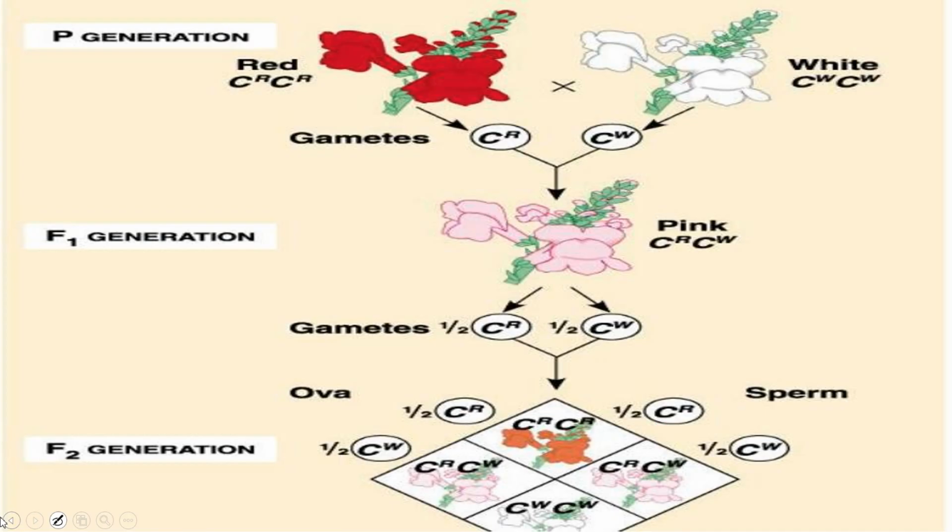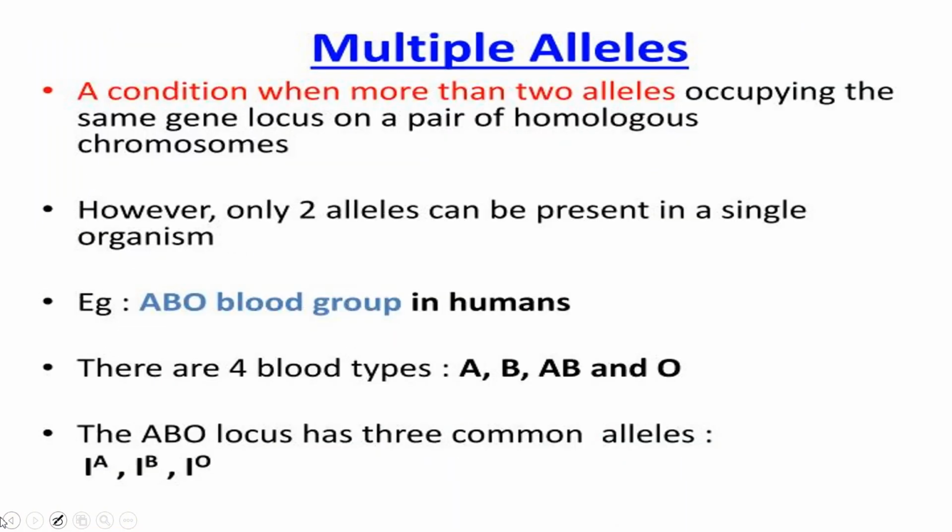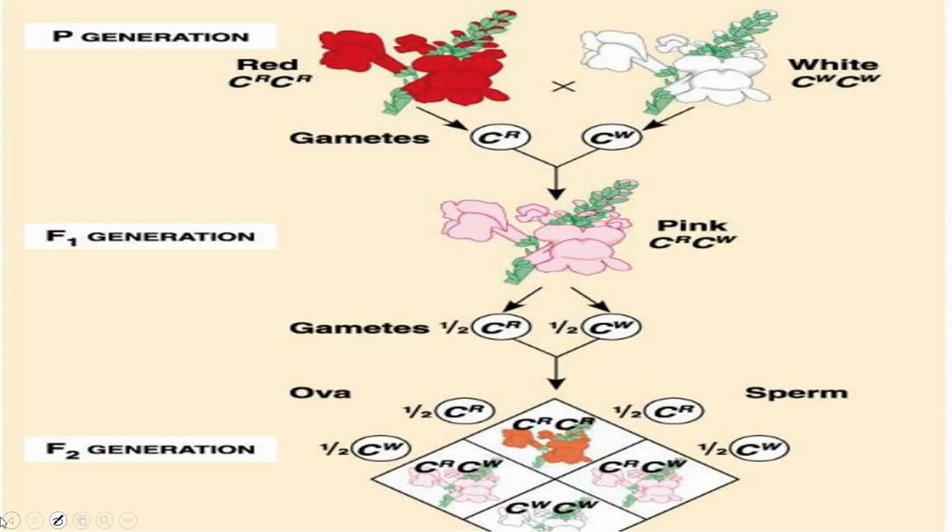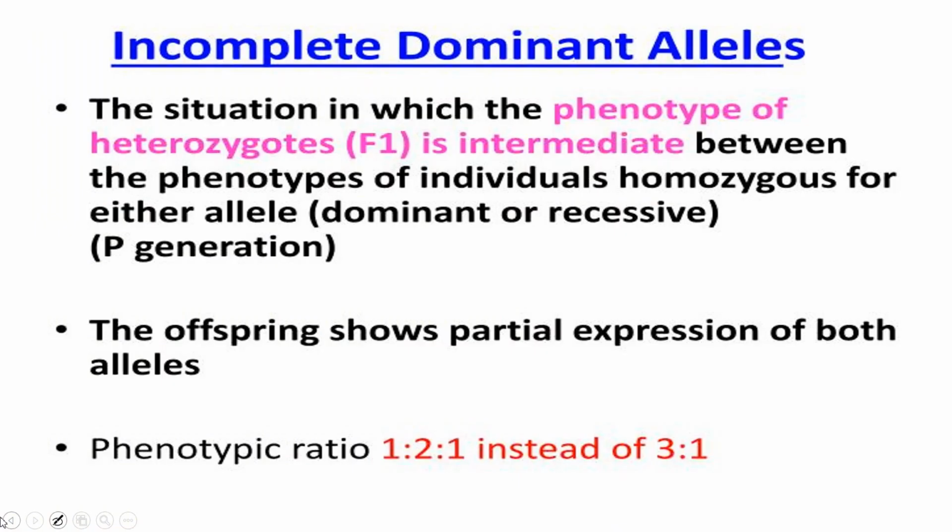See, this is the example we took already. This is about incomplete dominance. The example related to incomplete dominance we had already discussed. This is the graphic representation of incomplete dominance in the snapdragon. Remember, dear student, both the ratios are the same. Incomplete dominance has 1 is to 2 is to 1, and codominance also has 1 is to 2 is to 1.